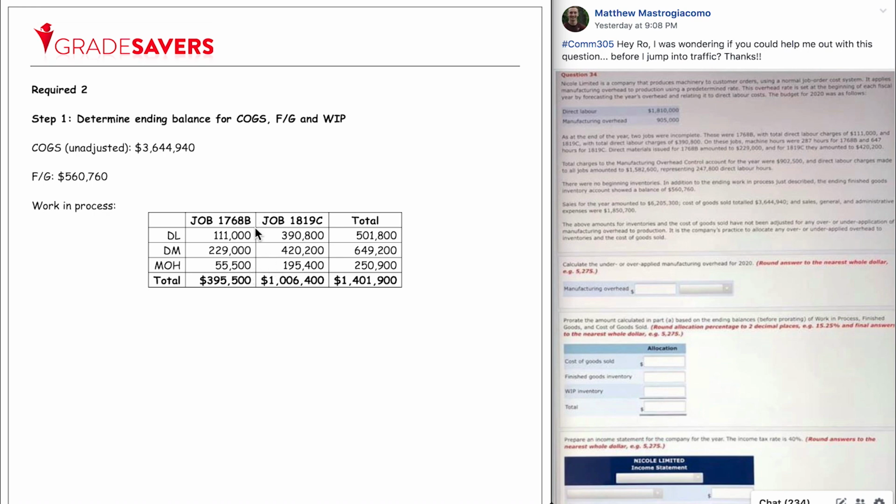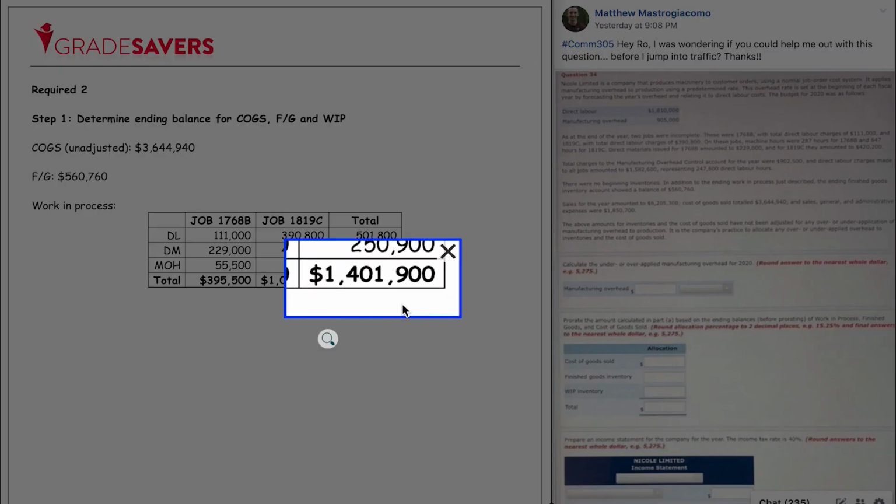We can then add up the product cost for each job to determine the value of each job at the end. And if we add up these 2 totals, we're now going to be able to figure out the ending work in process. So since these are the only 2 jobs that remained work in process at the end of the time period, their total balance, $1,401,900, is going to be the ending balance in our work in process inventory account.